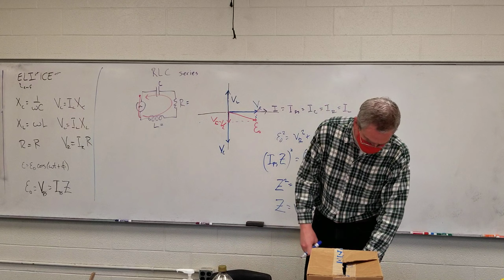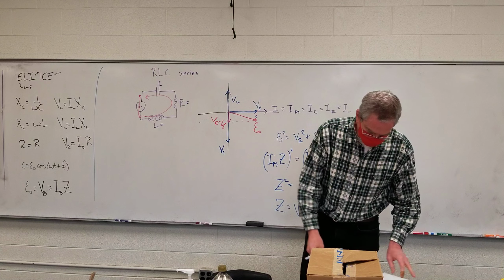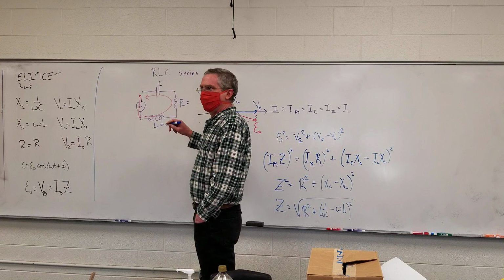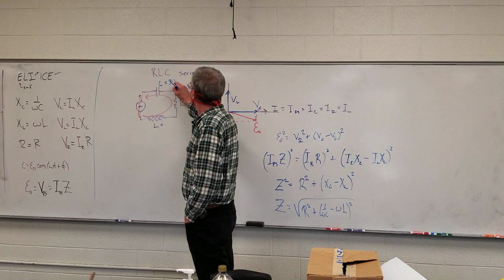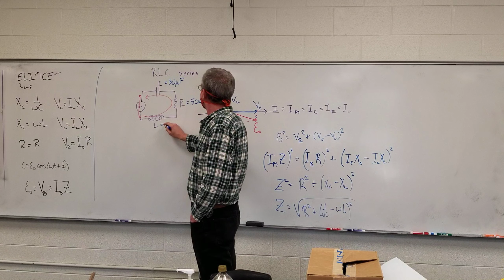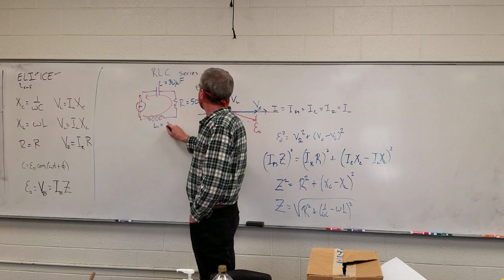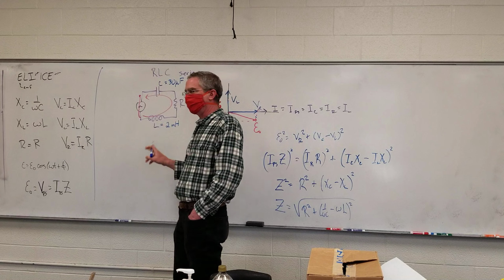What are the chances I have good numbers written down? Not very much. What are the numbers we used last time for R and C? 50 ohms for R and 30 microfarads for C. And L. We'll start with 2 millihenries. I might change that.